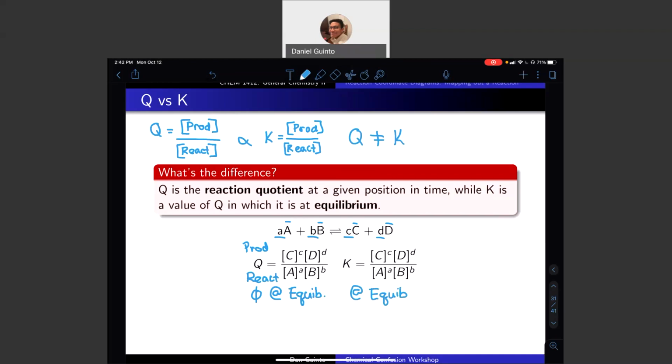But also remember that there's a ton of K's we can talk about. We have K for acids, K for bases, K for water, we have KSP, we have KP, we have KC, and the list goes on and on and on, honestly. So there's a lot of distinction, but just know that K and Q, while calculated the same, are very different.